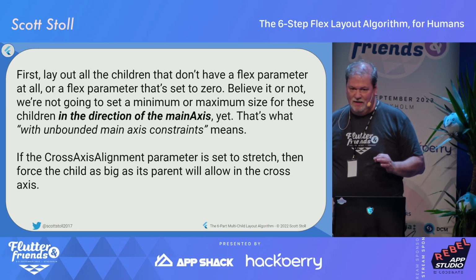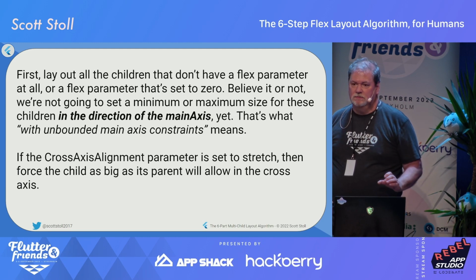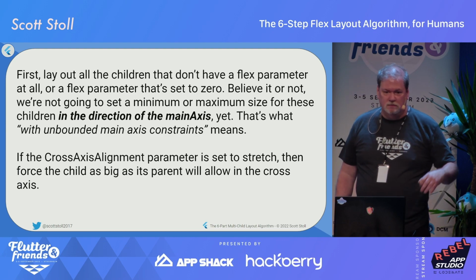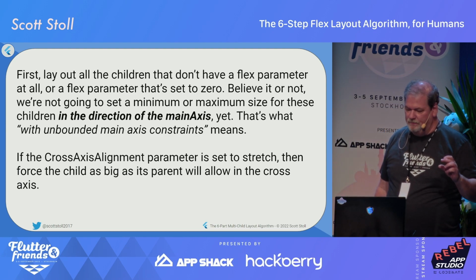All right. Let's translate this into something a human can read. The first thing we're going to do is lay out all the children that have a set size in the main axis. They don't flex. They're set. 100, 150, 57.6. I don't care. It has to have a set size.